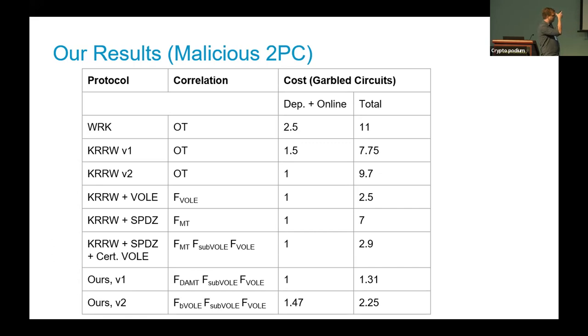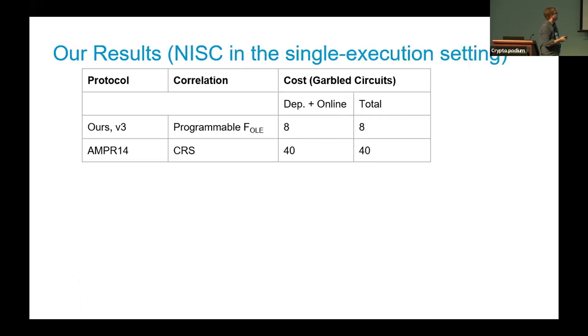And you do get improvements, and you can get down to as good as 2.5 times the cost of something honest. But using our more careful constructions, you can get down to 1.3 times something honest. And in the non-interactive setting, we improve on the prior work by a factor of 5. Thank you for your attention.